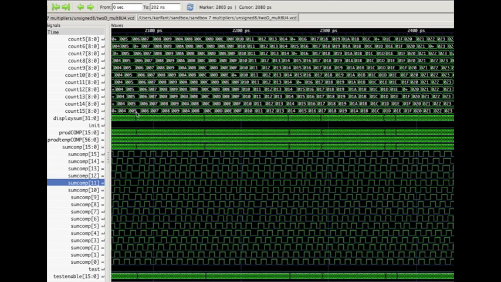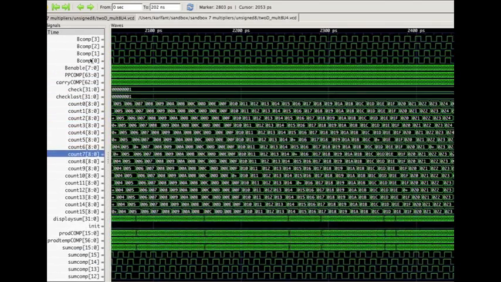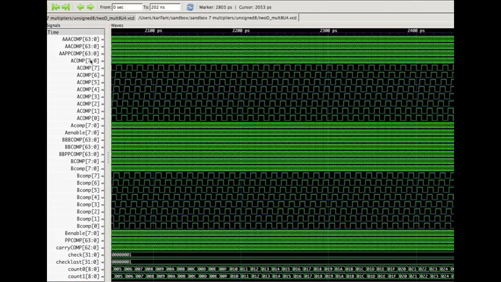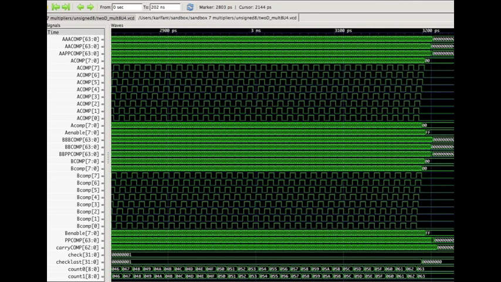Okay, so this is the product output, and these are the inputs. All right, this is the A input and the B input. And they're not quite as slanted as they were before because the time's compressed. But anyway, they're all there.